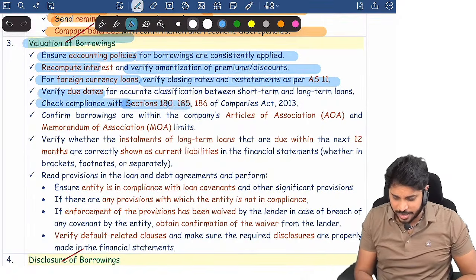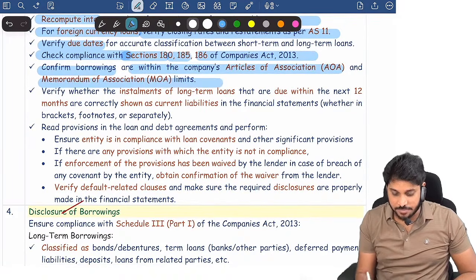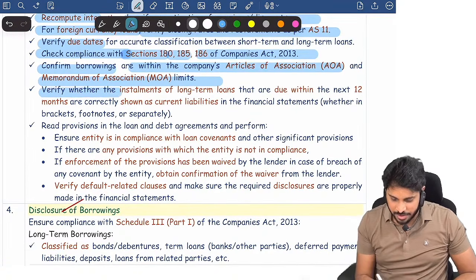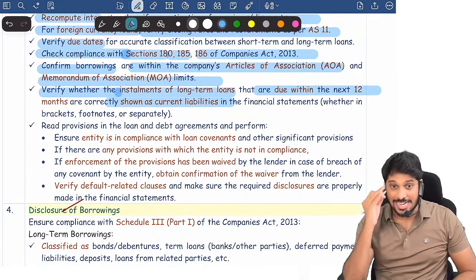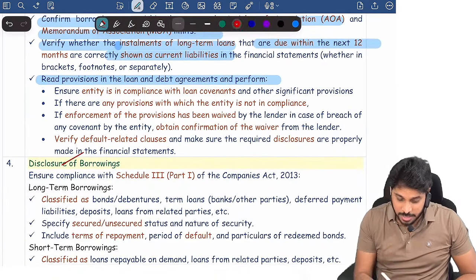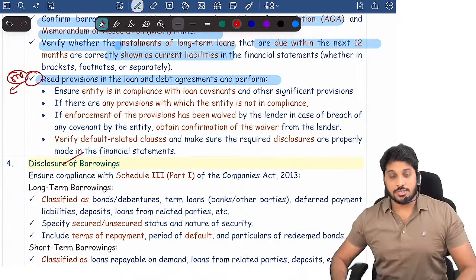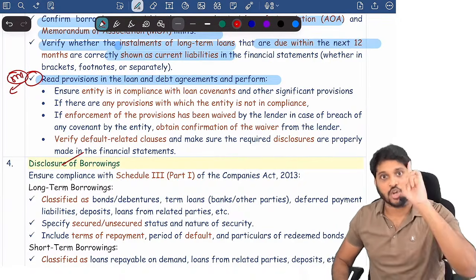Compliance with Companies Act Sections 180, 185, 186, and confirm borrowings are within the company's Articles of Association and MOA limits. See that the borrowings are within the powers of the company, and verify whether installments of long-term loans that are due in the next 12 months are shown as current liability. Read loan agreement. Sometimes only this point they can test. While verifying borrowings, one of the important points the auditor has to do is reading the borrowing agreement, the loan agreement.